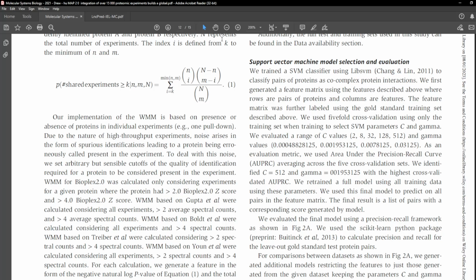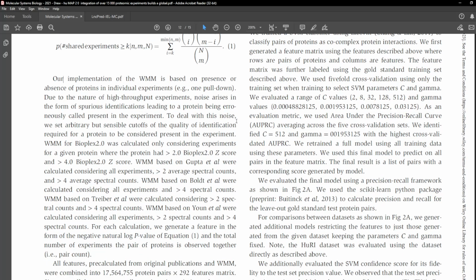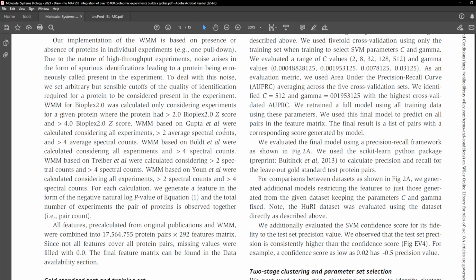WMM based on Gupta et al. were calculated considering all experiments, greater than 2 average spectral counts, and greater than 4 average spectral counts. WMM based on Bolt et al. were calculated considering all experiments and greater than 4 spectral counts. WMM based on Treiber et al. were calculated considering greater than 2 spectral counts and greater than 4 spectral counts. WMM based on Yoon et al. were calculated considering all experiments, greater than 2 spectral counts, and greater than 4 spectral counts.